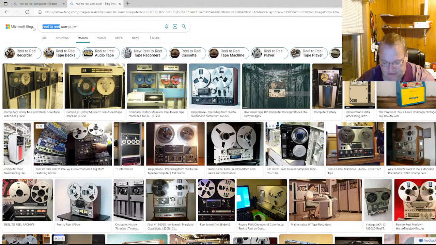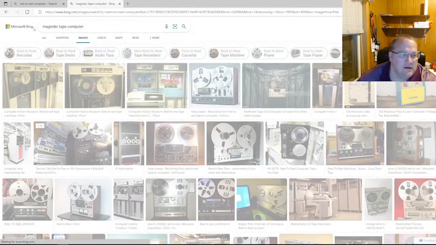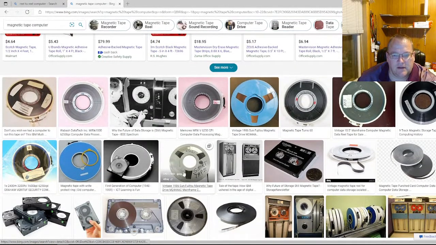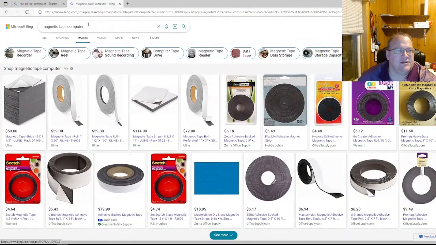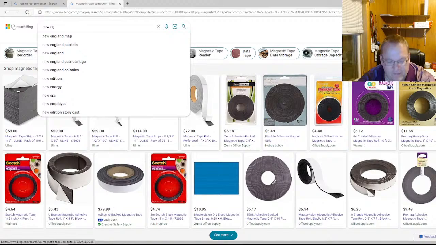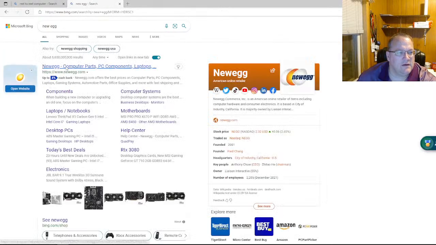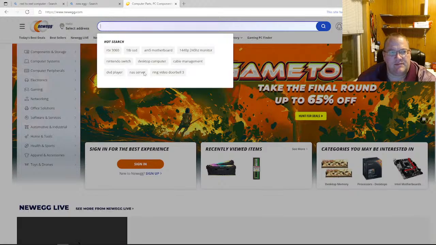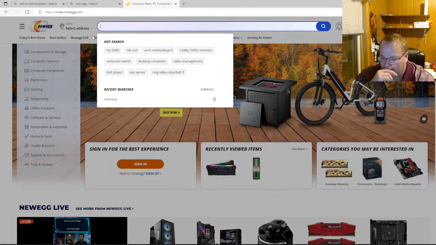So how about this? Just magnetic tape for a computer. No. Oh, geez. It doesn't know. So this is what they look like more so today. Oh, you know what I should do is just go to Newegg. It's not necessarily the best site, but it has a ton of stuff on it as far as computers, especially when you're building your own.